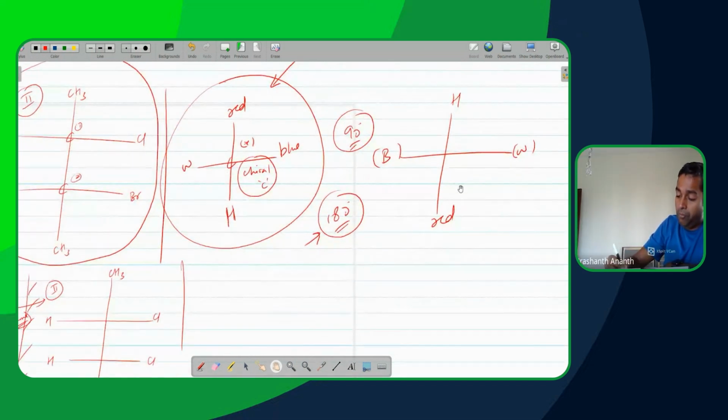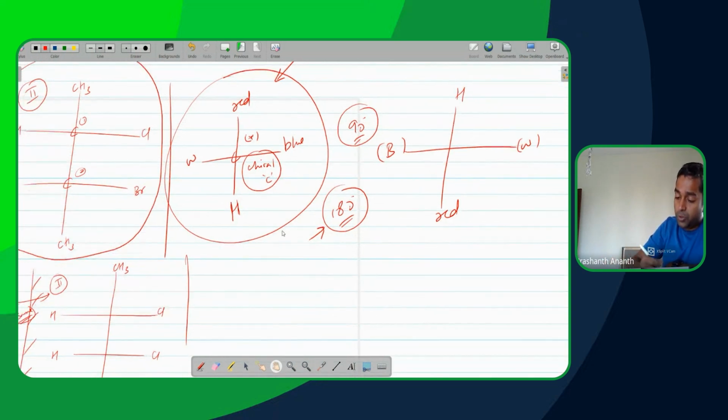So I want to check if these two are the same now. How do I check if these two are the same? I want to get the hydrogen up there. So how to get the hydrogen up there? I will fix the white first. I'll bring the hydrogen up.